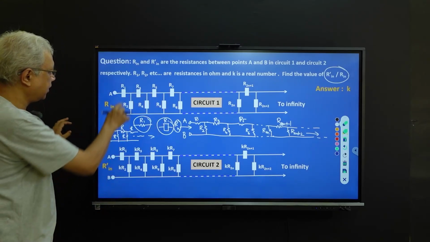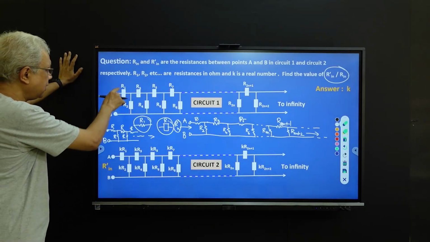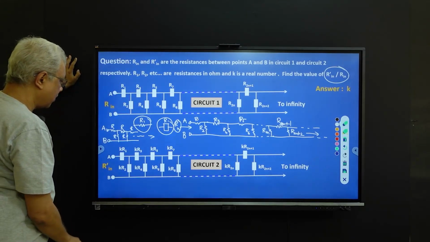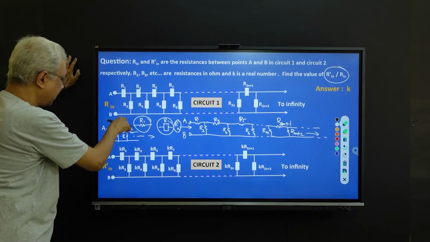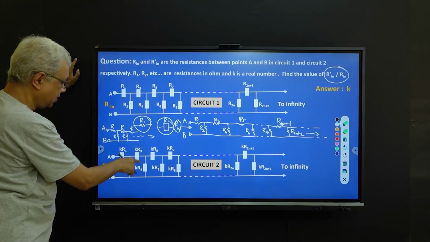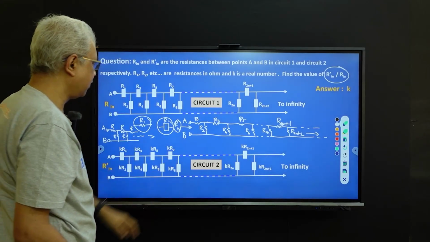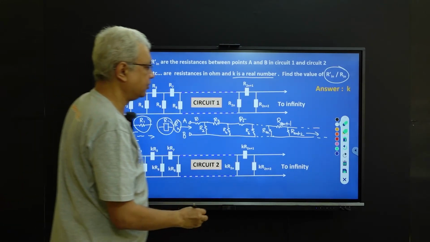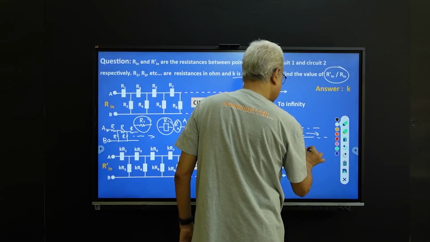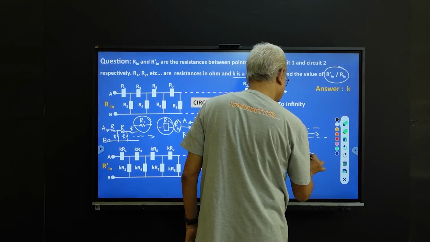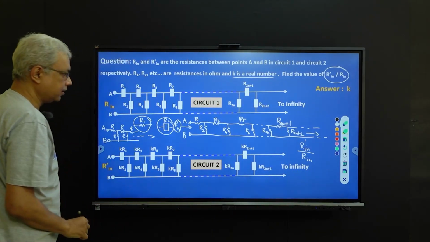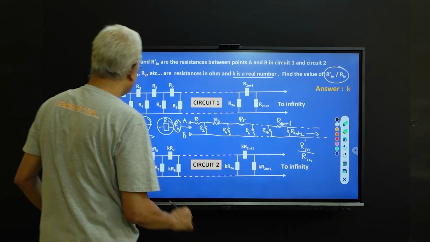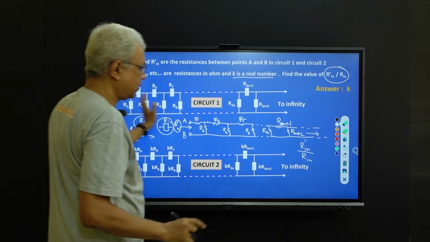Now, circuit 2 is the same as circuit 1 except that all the resistances are K times that of circuit 1. The first resistance is KR1, second resistance is KR2, third resistance is KR3, fourth resistance is KR4, something like that, where K is a real number. Now we have to find the value of Rin dashed by Rin. Okay, so this is the problem. This is a typical problem. Here is an infinite ladder network and R1, R2, R3, R4, these are all different.